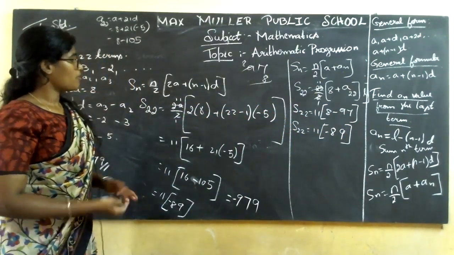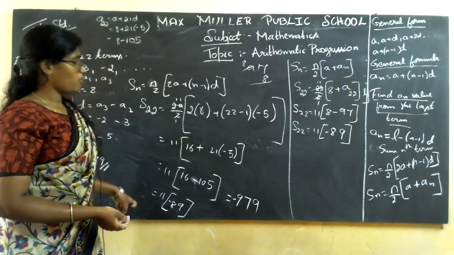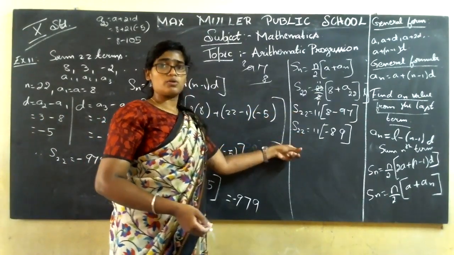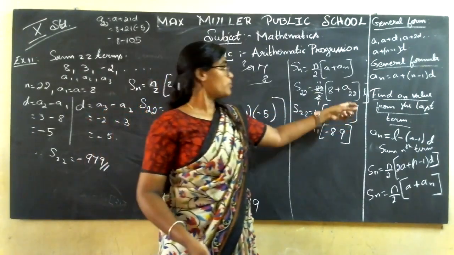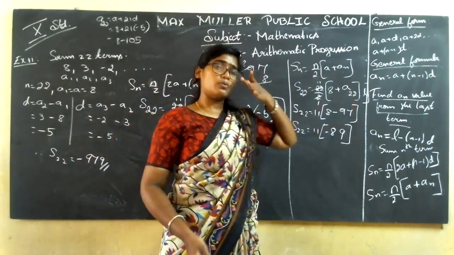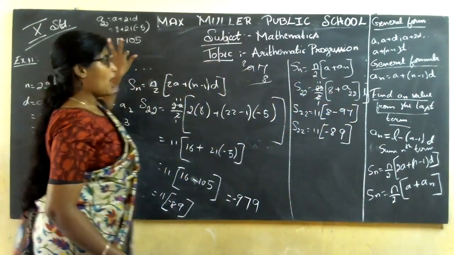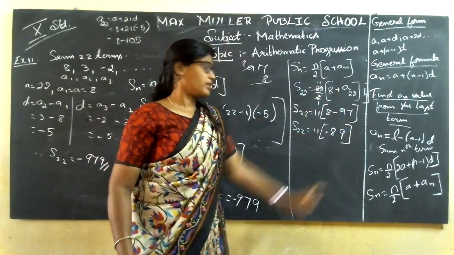Same you got here. Same you got here. How many steps? 1, 2, 3, 4th step. Here also 1, 2, 3. In the third step only you got the answer. But extra what you are going to do? You are going to find out the a22 value. Correct? The a22 value you are going to find out. And then again you need to substitute here and then do.